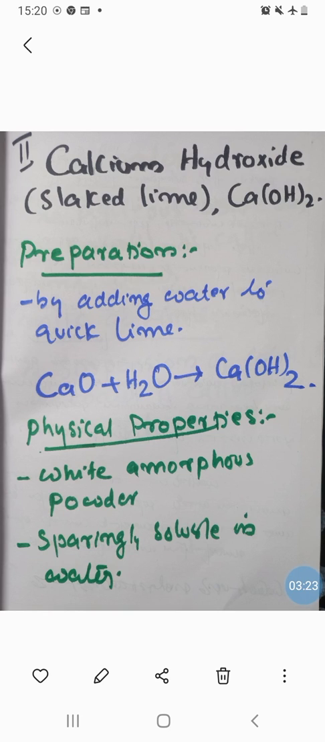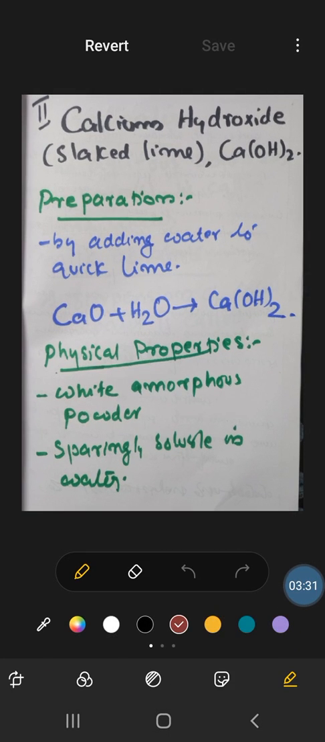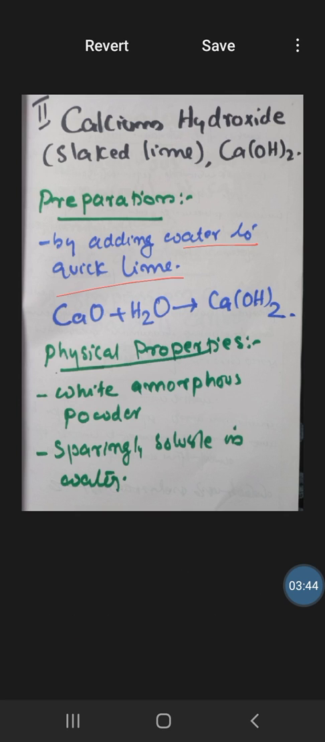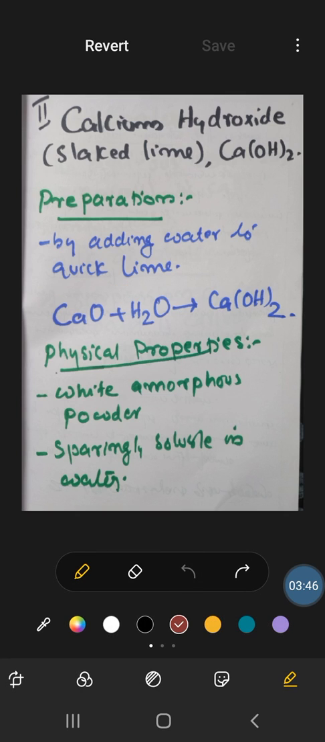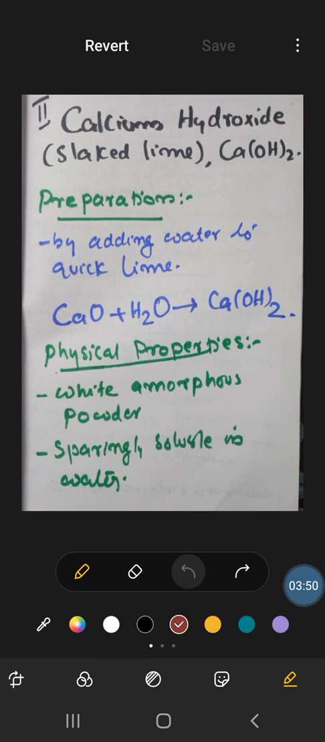Now second compound, calcium hydroxide or slaked lime. Its formula is Ca(OH)2. So calcium hydroxide is otherwise known as slaked lime. Preparation. It is prepared by adding water to quicklime. So if you add water to quicklime, CaO is the quicklime, you get calcium hydroxide.